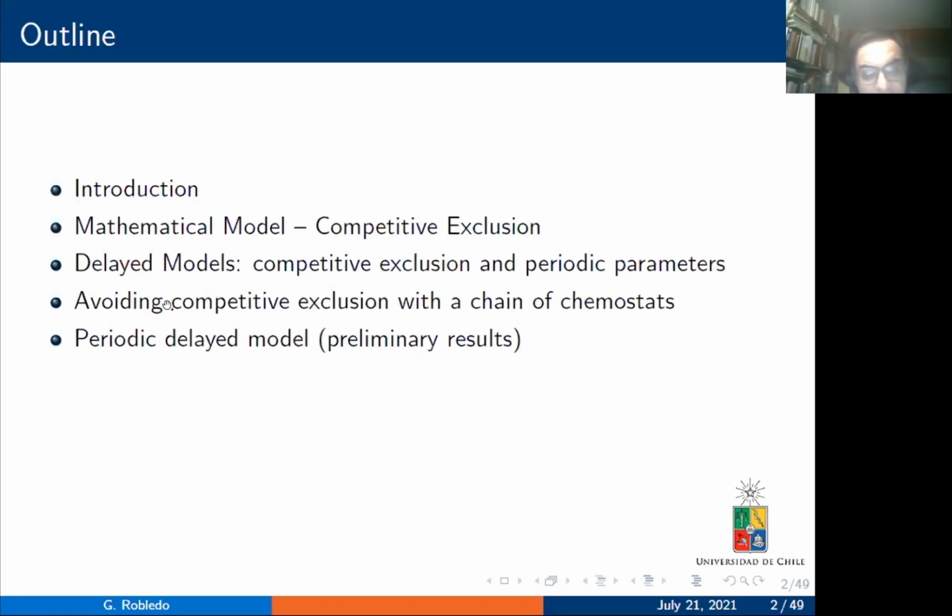Next, we will show how we can avoid the competitive exclusion by constructing a chain of chemostats. And finally, we introduce a model of delayed chemostat with periodic inputs.